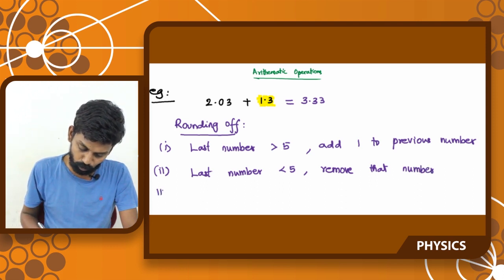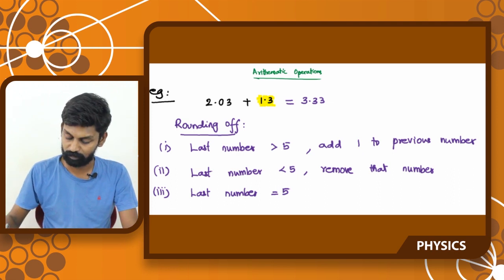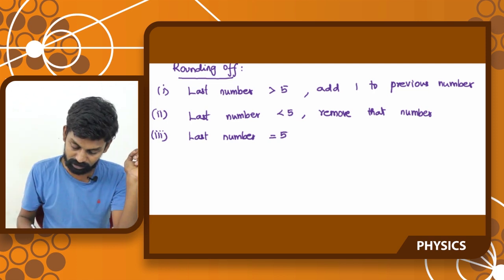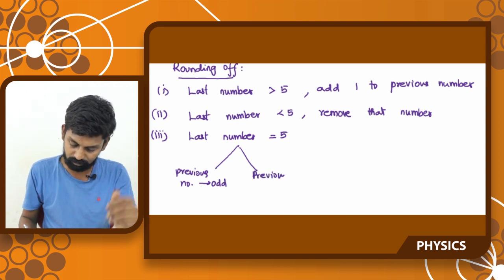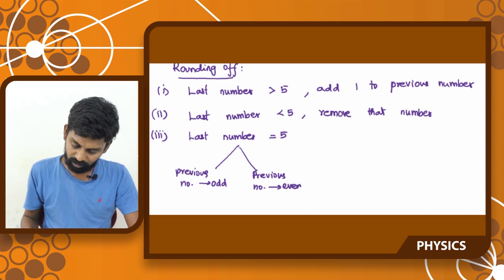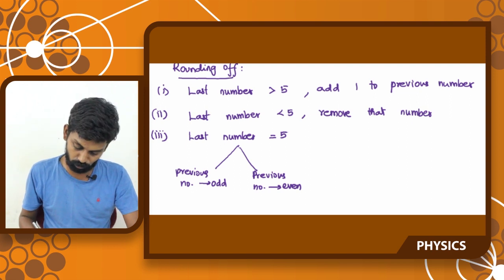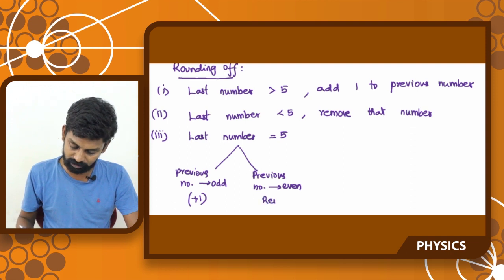When the last number is equal to 5, then you have two cases here. You have to check whether the previous number is an odd number or an even number. If the previous number is odd, you will add 1 to that odd number and make it even. And if it is even, the last number is removed as it is.